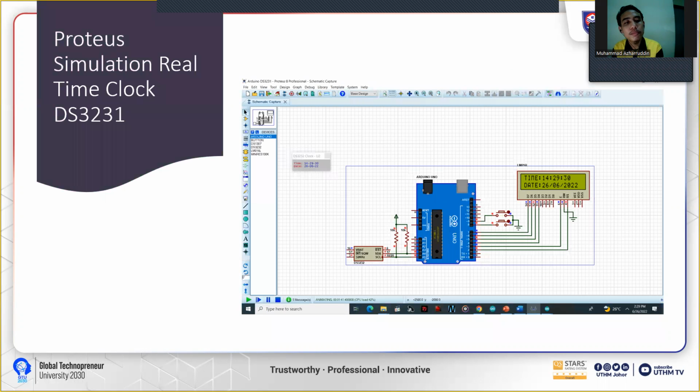Second is the project simulation of the real-time clock. The time here I set the same as the time here to see if every second is the same. I observed for about 5 minutes and the time is the same. So the coding is true.